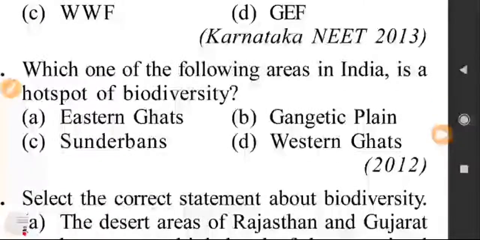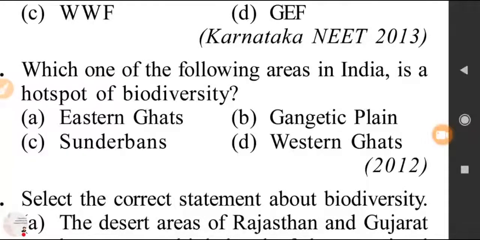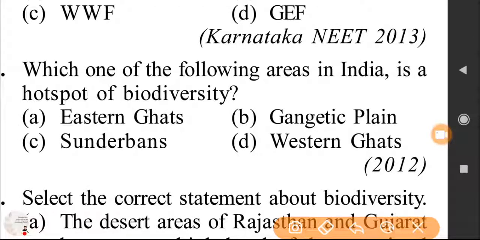Which one of the following areas in India is a hotspot of biodiversity? It's asking about India. Western Ghats are the areas in India where a higher number of diversity is found, considering number of species, species diversity, degree of endemism, degree of threat to habitat due to its degradation and fragmentation, and degree of exploitation.